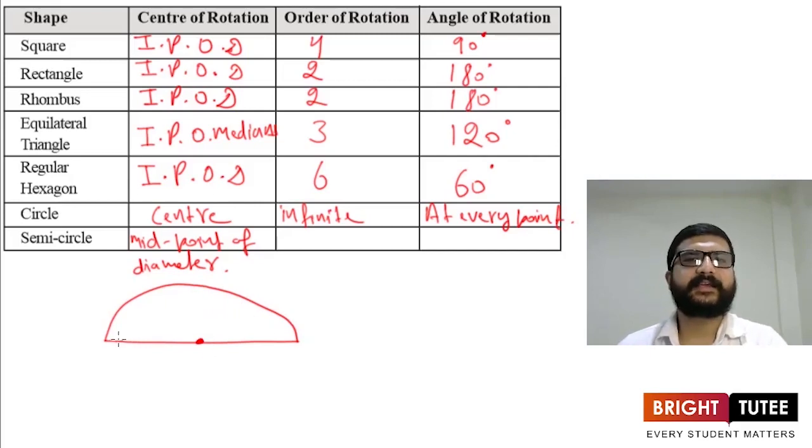So it means if we rotate this by 360 degrees, there is only one position where we will get this semicircle back again. So order of rotational symmetry is 1 and angle of rotation is 360 degrees. So now we are done with all the parts of this question. Hence we have completed the table now. So now let's move to the next question.